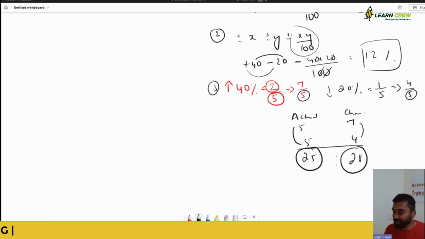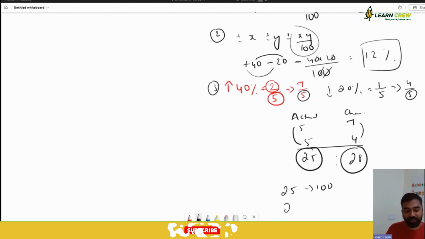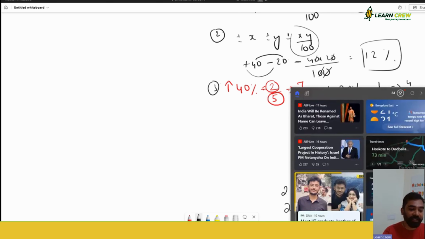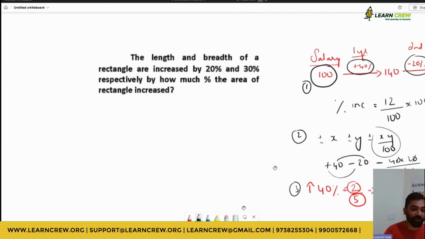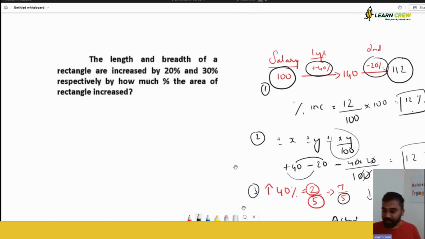This is the ratio. If this is the ratio, then you can find out what is the actual thing. If 25 is equivalent to 100, what is 28 equivalent to? You can find it out. That is going to be 6, right? So there are multiple ways to solve it. It all depends on how you are going to pick it up and how you are going to solve it.